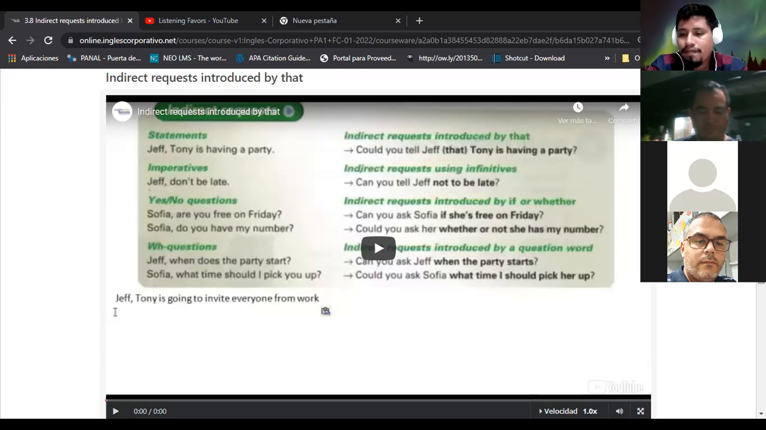¿Otra pregunta? Ya no nos preguntas. No, de momento no.